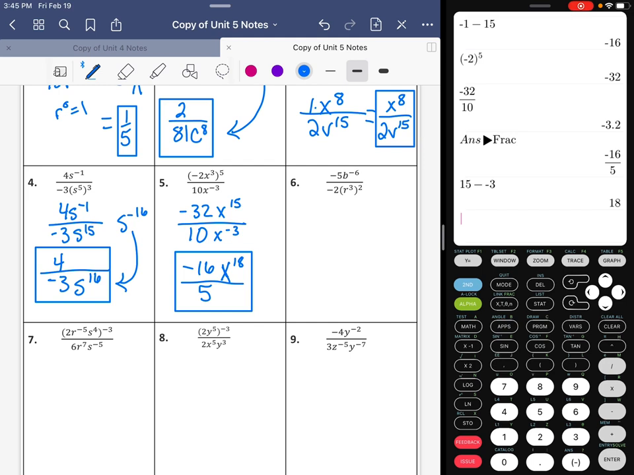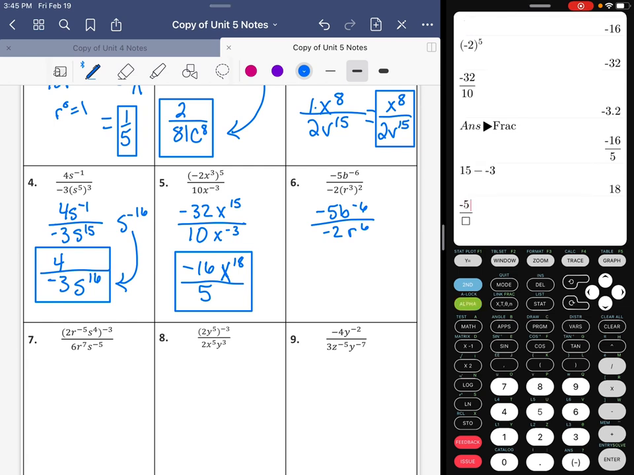Number 6, to get rid of the parentheses first, I'm going to do r to the 3rd to the 2nd power. So 3 times 2 is 6. Then I'm going to check out that fraction. Negative 5 over negative 2, and it only simplifies by negative. Negative is a positive, so I'm going to keep 5 over 2. Then I have b to the negative 6, but I have an r to the 6th, so I can't combine those because b and r are not the same.